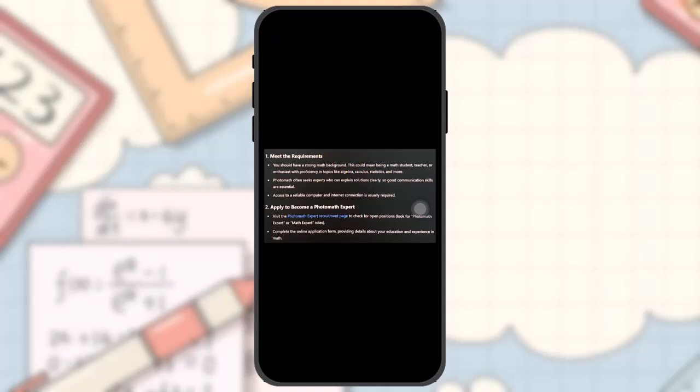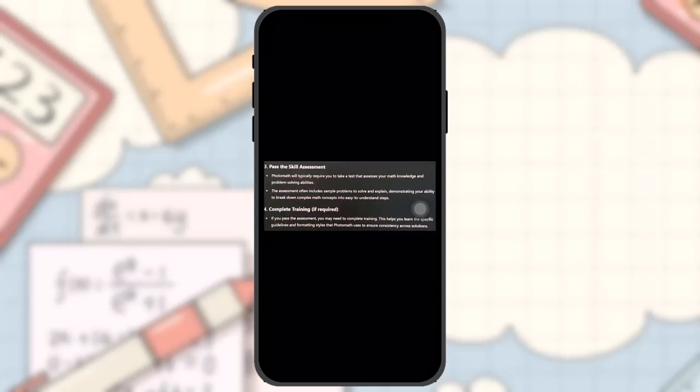Number 2. Apply to become a PhotoMath expert. Visit the PhotoMath Expert recruitment page to check for open positions. Look for PhotoMath expert or math expert roles. Complete the online application form, providing details about your education and experience in math.